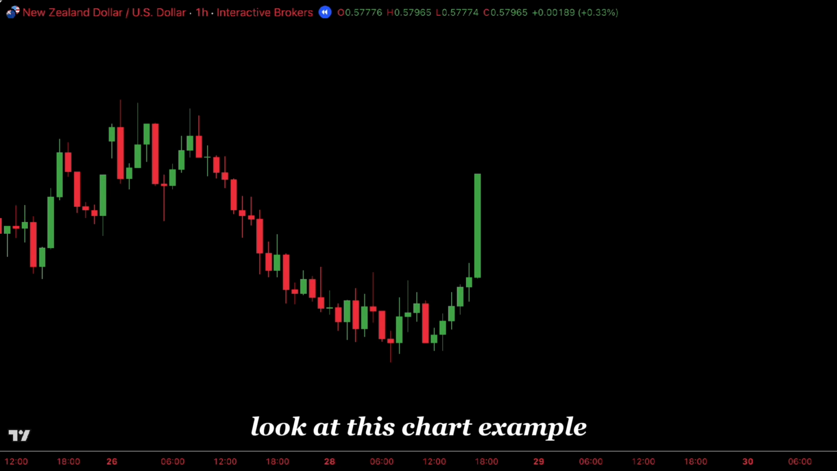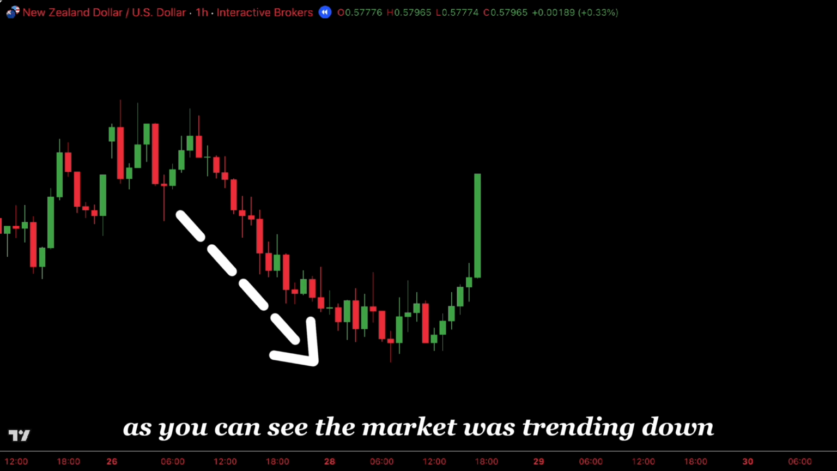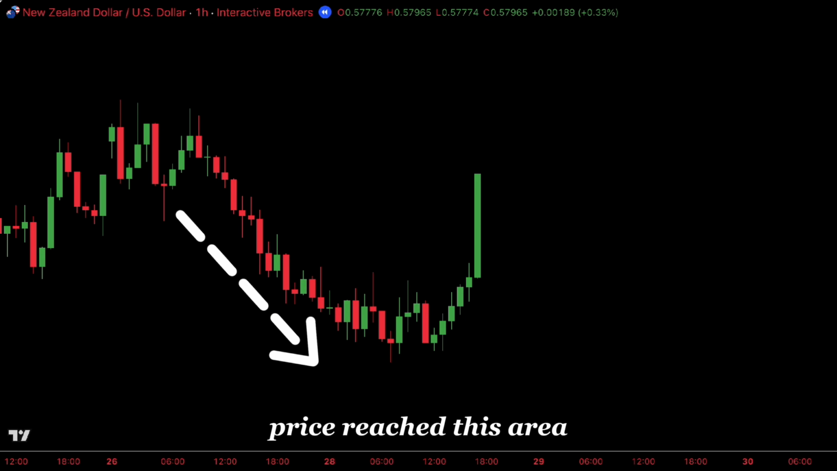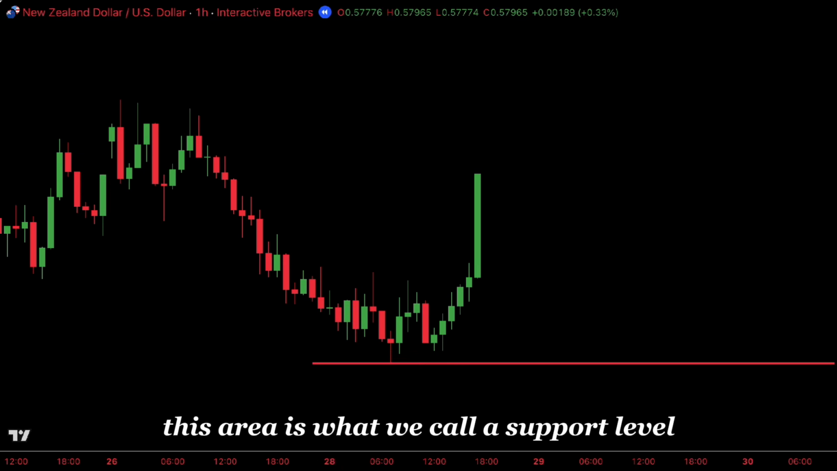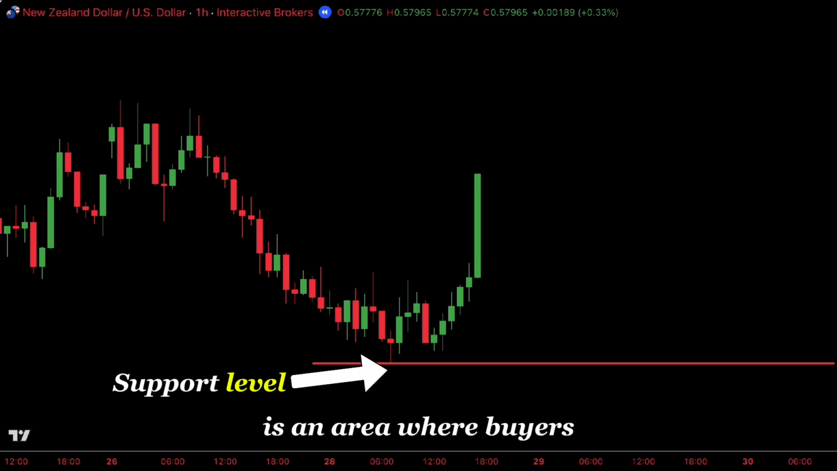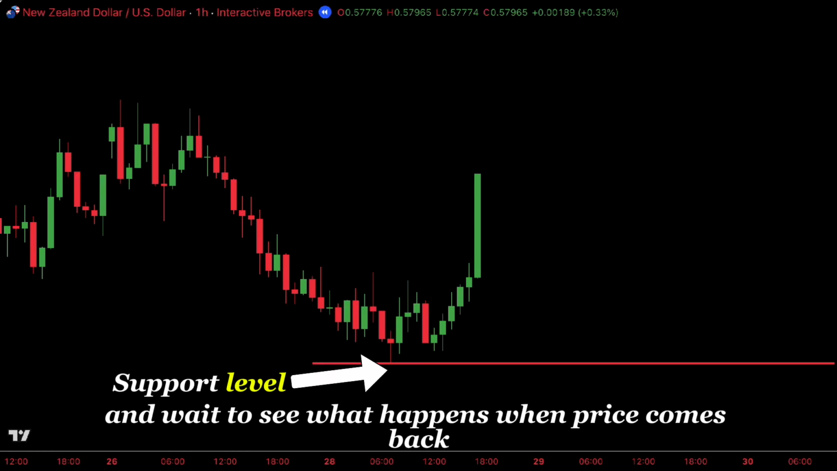Now, let's take what we've learned about candlestick patterns and combine it with one simple technical concept in the market. Look at this chart example. As you can see, the market was trending down. Price reached this area and then reversed strongly upward. This area is what we call a support level. A support level is an area where buyers previously stepped into the market and pushed the price higher.